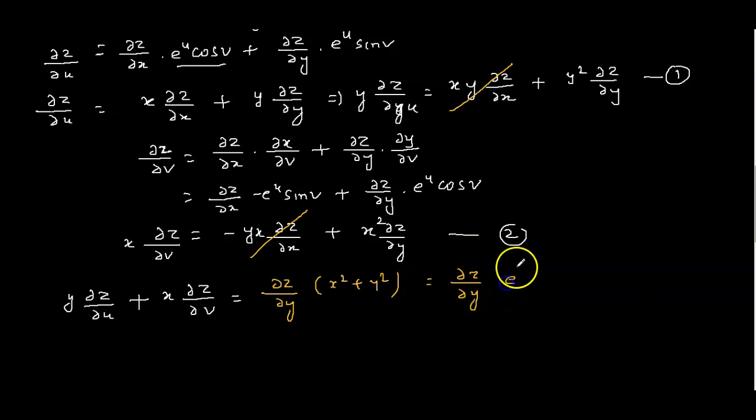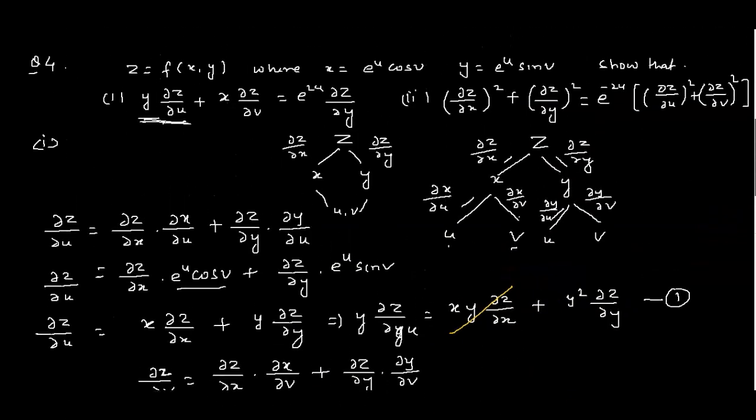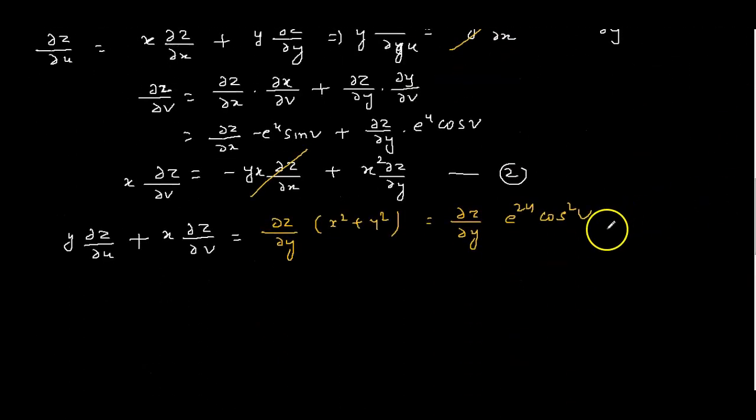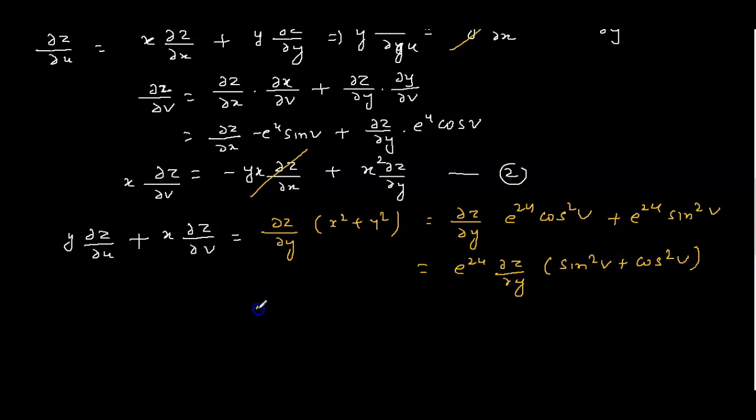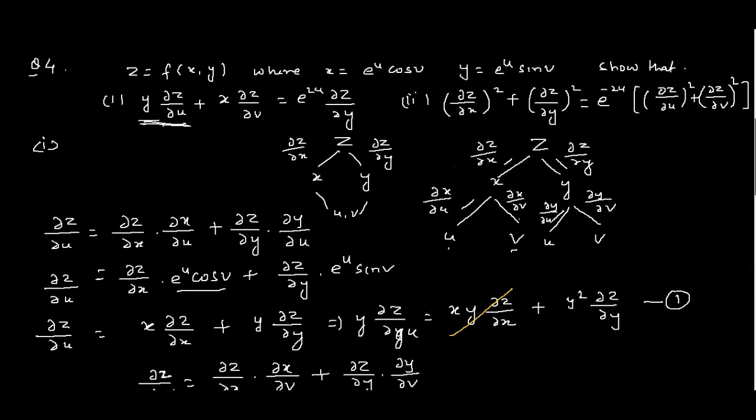And x square means e power of 2u and cos square of v. We can put the values of x and y, and y square is e power of 2u sin square of v. So we can write here e power of 2u common, with sin square of v plus cos square of v equal to 1. So we can write here y into del z by del u plus x into del z by del v is equal to e to the power of 2u times del z by del y. So this was the first proof, this one.